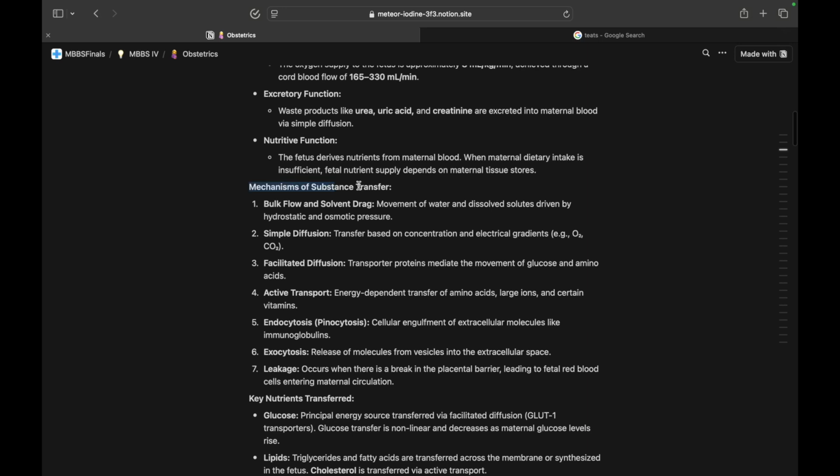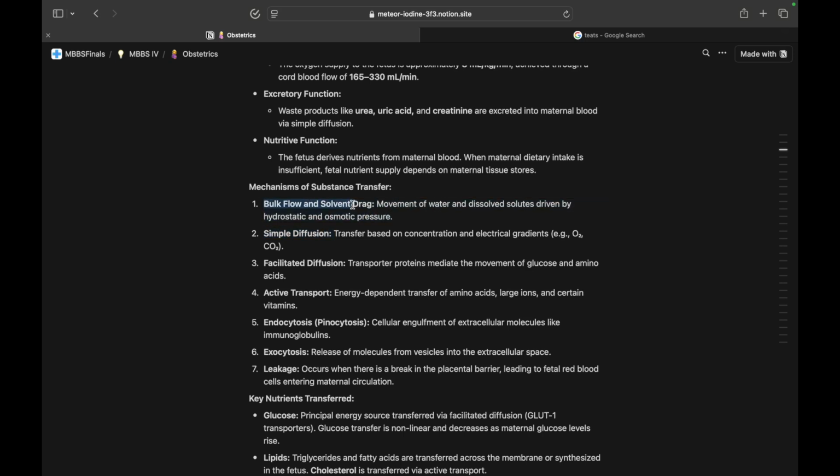Next, coming to mechanisms of substance transfer. We have various mechanisms involved, and we have already seen simple diffusion in case of oxygen and carbon dioxide. It is mainly dependent on concentration and electrical gradients. So if something is less on one side and more on the other side, it gets transferred very easily. That is the basic principle of simple diffusion, which we have all studied in class 11th and 12th.